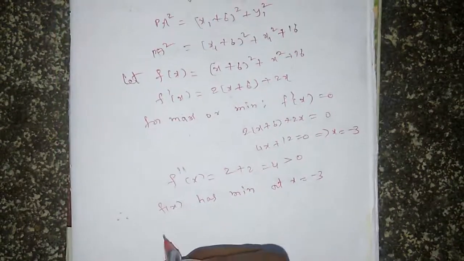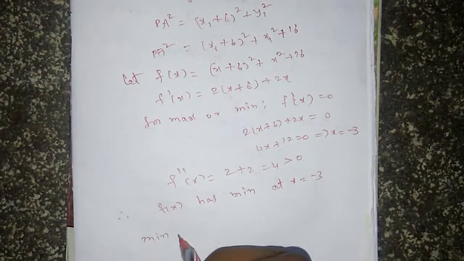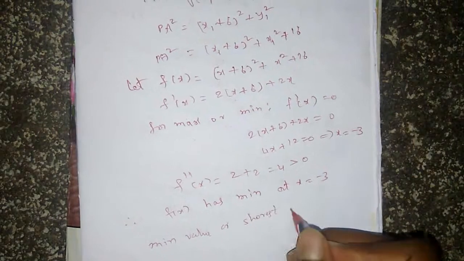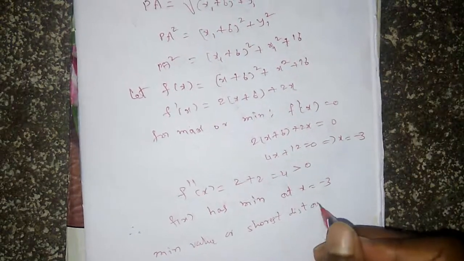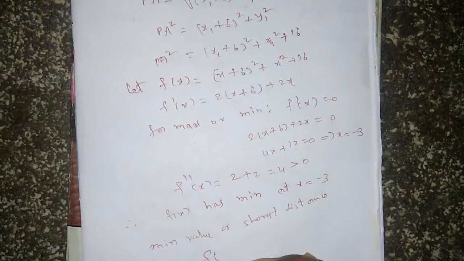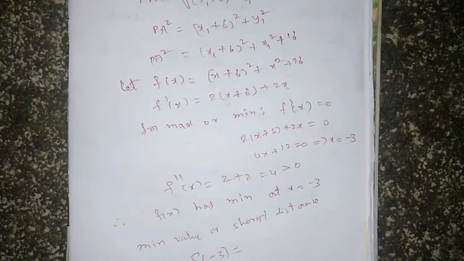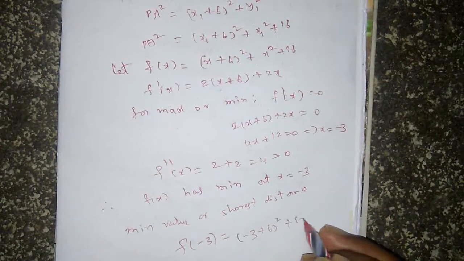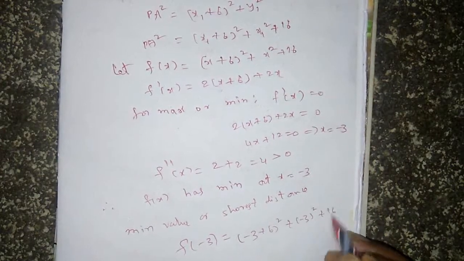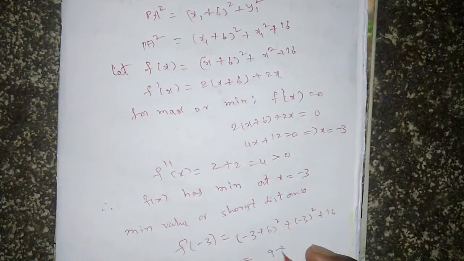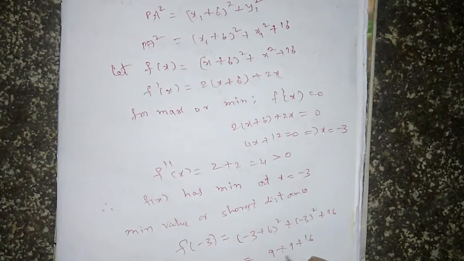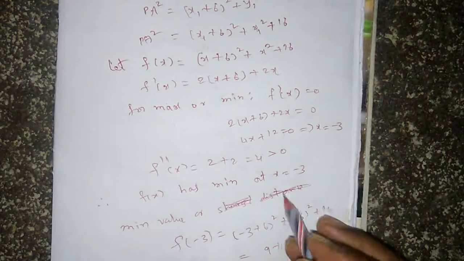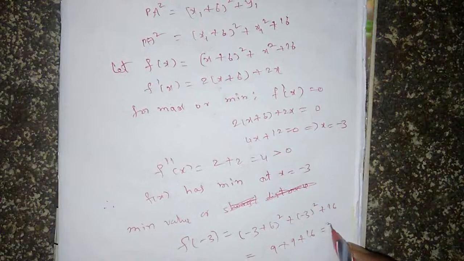Find the shortest distance he asked. Therefore minimum value or shortest distance is nothing but the f of minus 3. Put x is equal to minus 3 in f of x, minus 3 plus 6 whole square plus minus 3 square plus 16. This is 3 square, 9 plus 9 plus 16, that is 34. This is f of x.